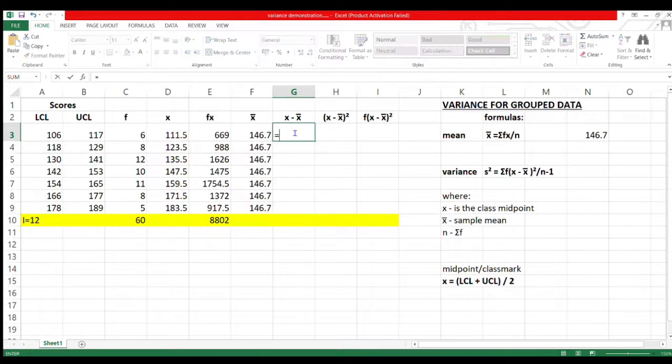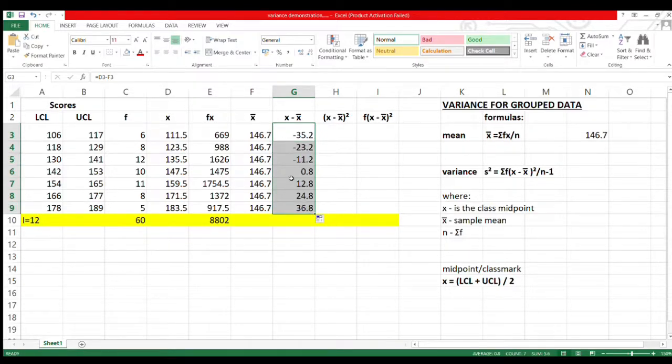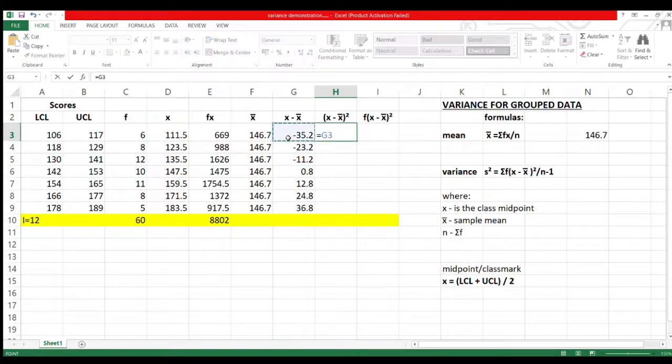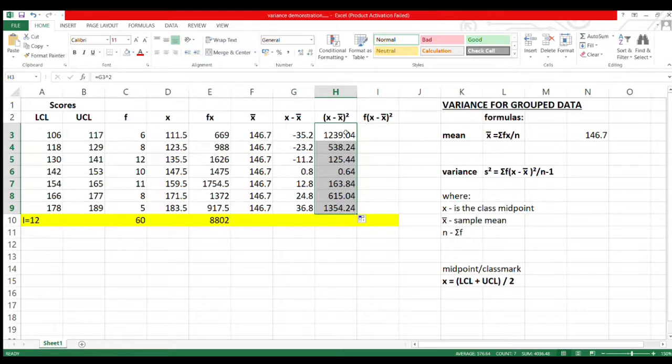Now, let us find x minus the mean. The x is 111.5 minus the mean, which is 146.7. So we get negative 35.2. We need again to drag it down to get the other values of x minus mean. Next, in the formula, we need to square x minus mean. So just multiply negative 35.2 by itself, that is now 1,239.04. Do the same with the preceding numbers, but we just need to drag it down because we are using Excel.